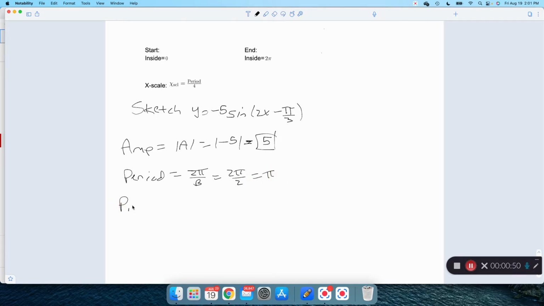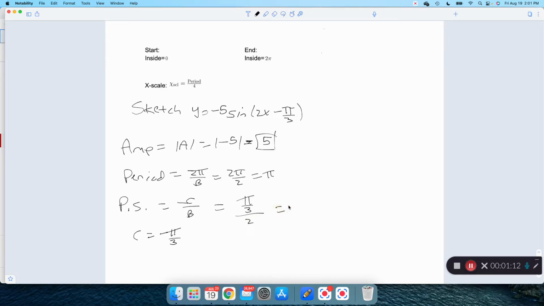Next we find our phase shift. That's always opposite of c over b. Here c, the number that's added or subtracted inside, is -pi over 3. So opposite of c will be +pi over 3, over 2.